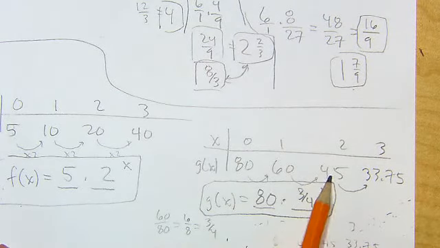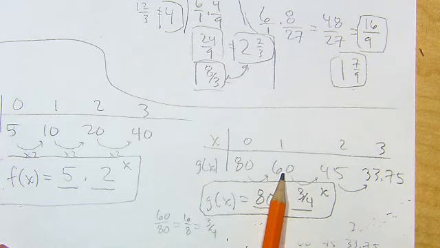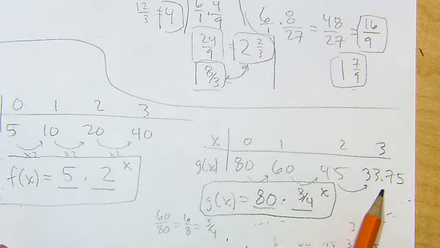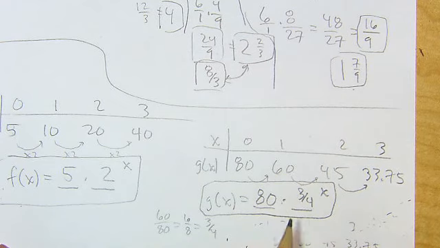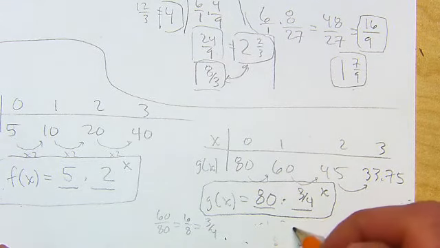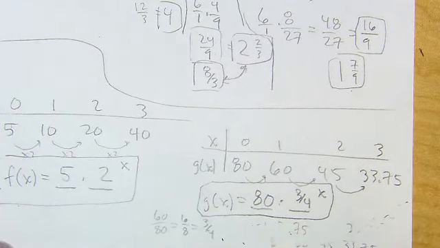Guess what? If I did 45 divided by 60, it's 3/4. If I did 33.75 divided by 45, it's 3/4. Okay, that's the factor. That's what you're multiplying by. It's really a 25% decrease. If you want to relate it to a percent increase and decrease, this would be a 25% decrease, right? Because this is 0.75. All right, so it is all related there.